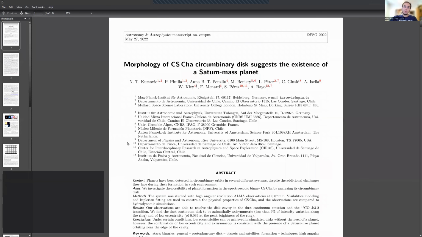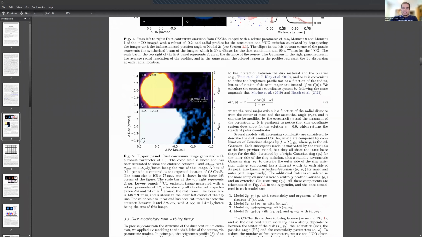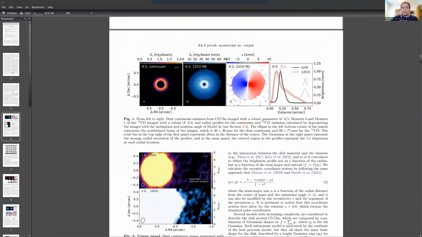So we followed up with ALMA, and sadly, we do not detect anything at that location. You can see that there's no millimeter emission, just continuum, not in the 12CO, but we do detect the emission from the circumbinary disk, and this is a very deep observation. Our detection is very nice, both in the 12CO and the 0.9 millimeter dust, and you can see that they peak at different locations.